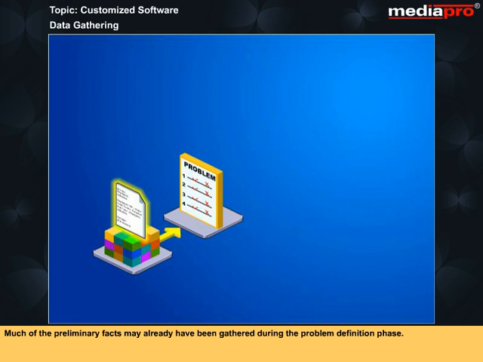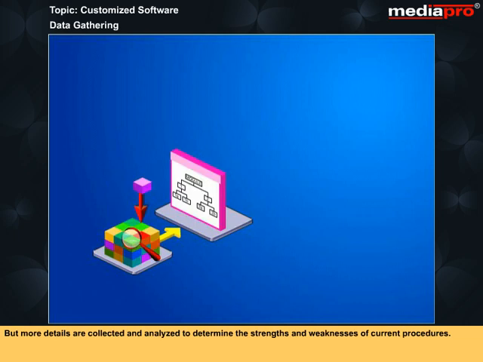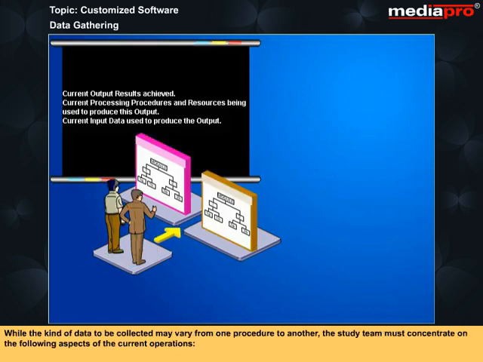Much of the preliminary facts may already have been gathered during the problem definition phase, but more details are collected and analyzed to determine the strengths and weaknesses of current procedures. While the kind of data to be collected may vary from one procedure to another, the study team must concentrate on the following aspects of the current operations.